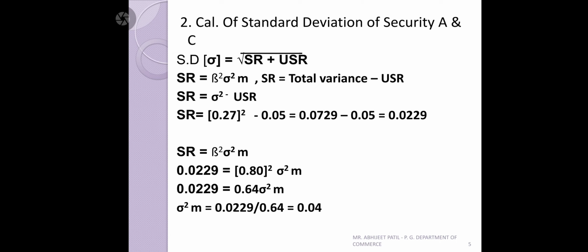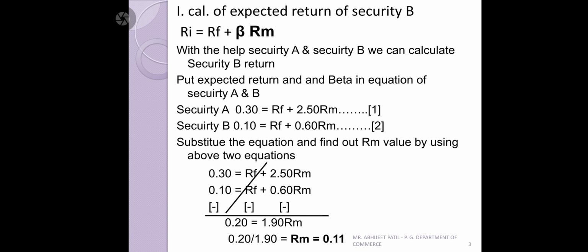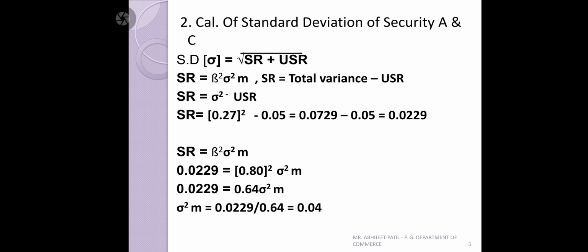Now let's see the total variance. Systematic risk is equal to total variance, which means standard deviation square, minus unsystematic risk. Unsystematic risk is already there. Now we should find the standard deviation. The standard deviation is not given for A and C, but with the help of B's standard deviation we can determine them. Security B's standard deviation is 0.27. So we take 0.27.